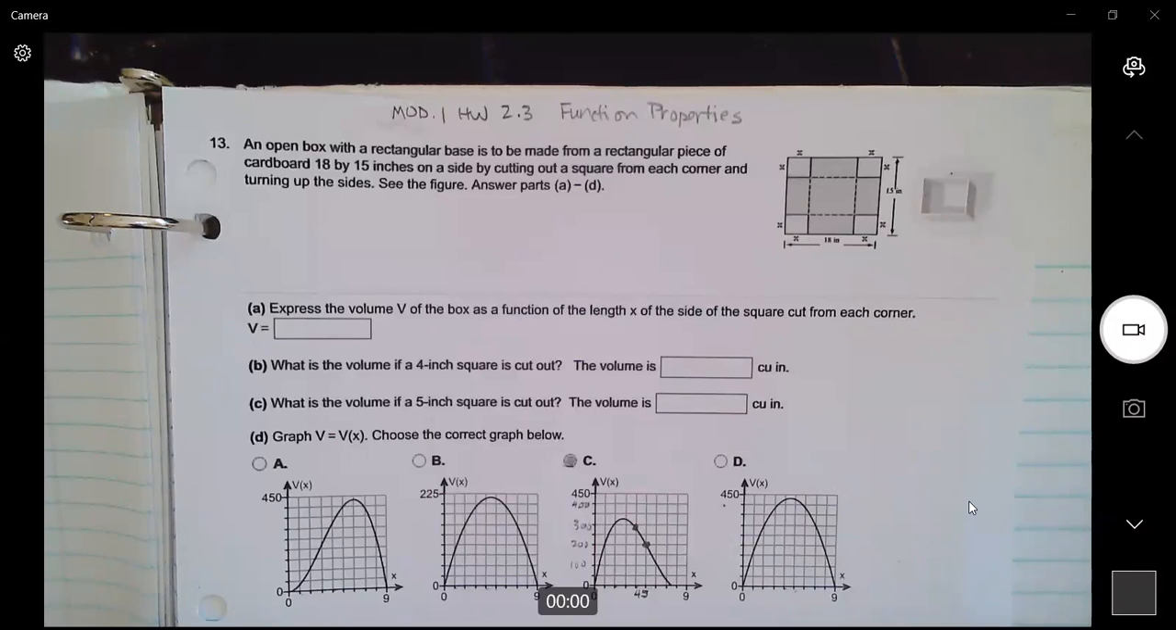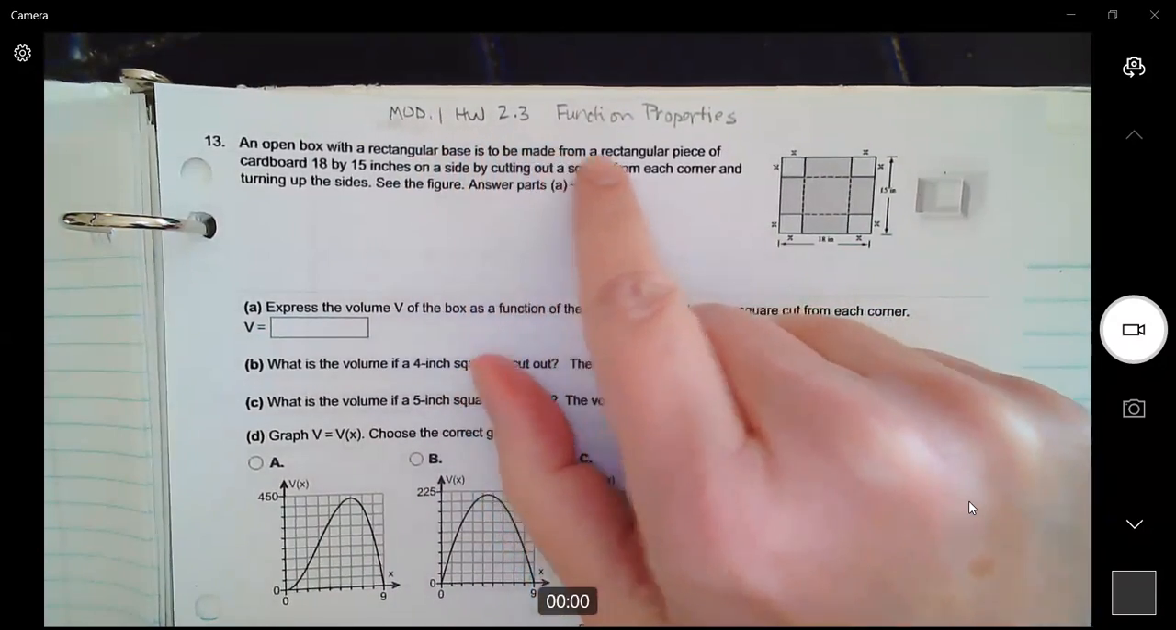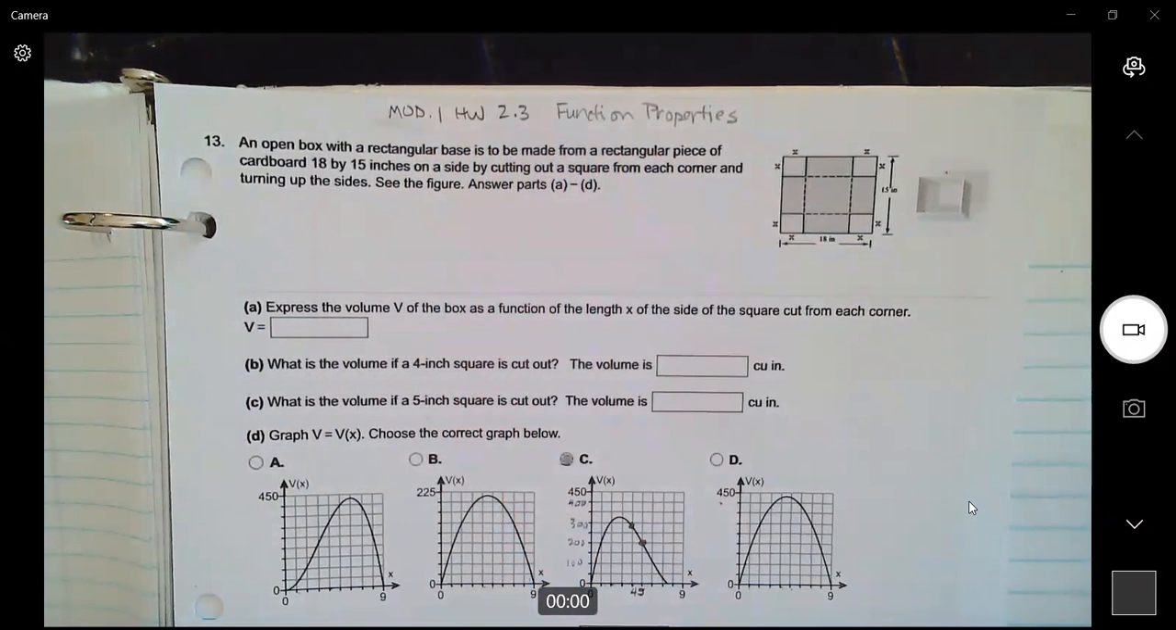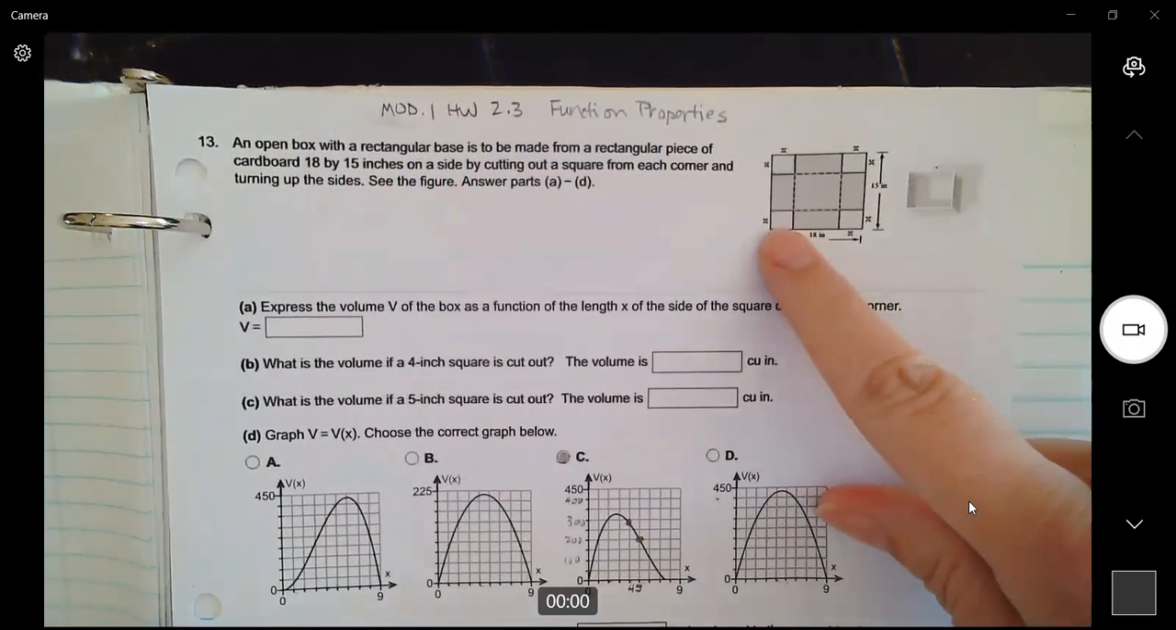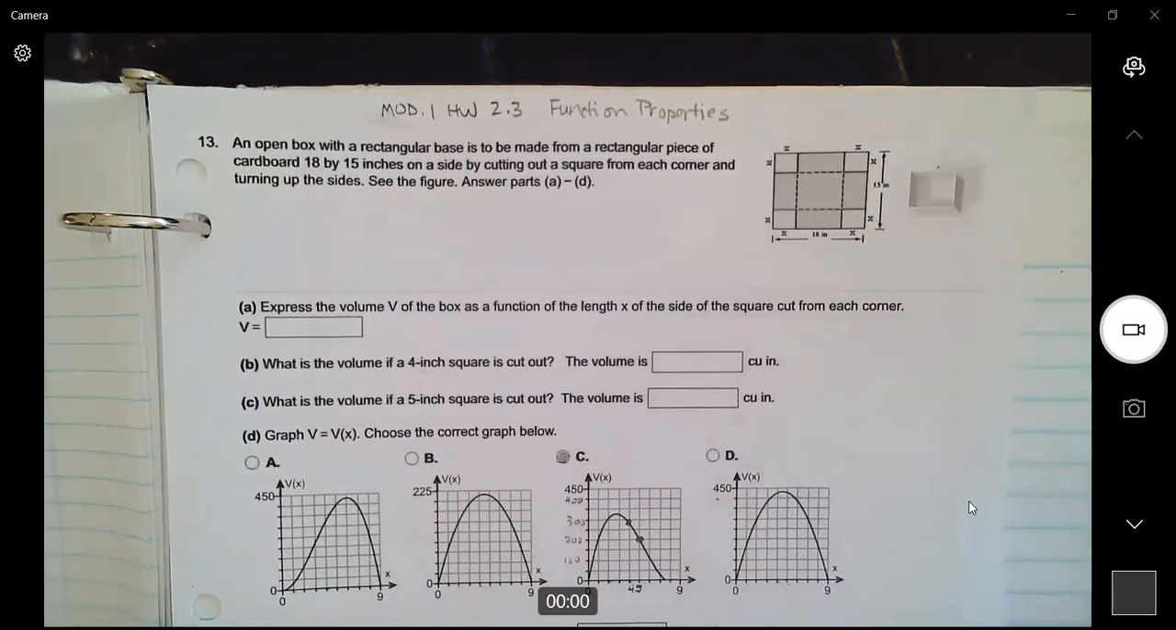Okay, I'm going to go over this question from this particular homework set. That's 2.3 is the section. It's called properties of functions, I think. And the very last problem, number 13, it's about finding the volume of a box when you can vary how tall the box is going to be by how deeply you cut this little square out of the corner of the flat piece of cardboard.